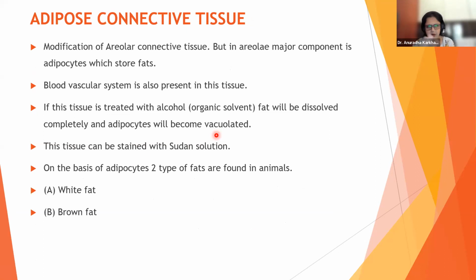Second is adipose. We have already seen white fat and brown fat. Their aggregates we will call tissue, of course. So it is a modification of areolar tissue. But here the major component is adipocytes, which store fats. Blood vascular system is also present in this tissue. If this tissue is treated with alcohol, fat will be dissolved and adipocytes will become vacuolated. This tissue can be stained with a solution called Sudan solution. We call that dye, that stain, Sudan. On the basis of adipocytes, two types of fats are found, white and brown, which we have seen just now.